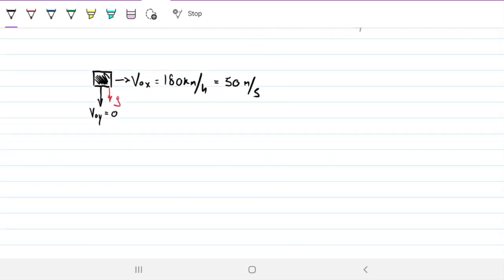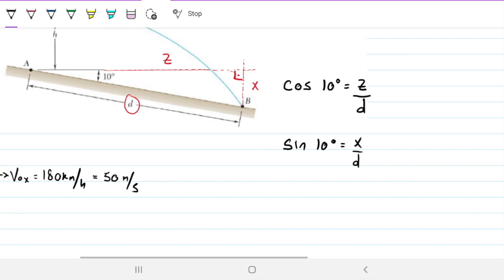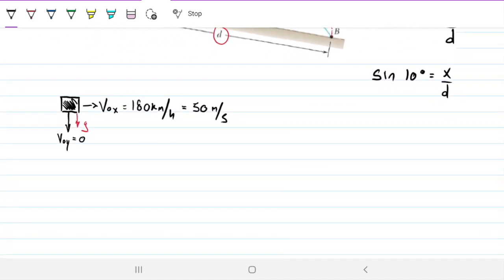So, in other words, I can do a couple of things here. First thing I can do is the cosine of, not theta, sorry, cosine of 10 degrees is z over d, by definition. And likewise, the sine of 10 degrees is x over d, again by definition. Cool. So what I need to do is find z, and I can find z because I know the initial velocity of the part, and I know there's nothing messing with that velocity.